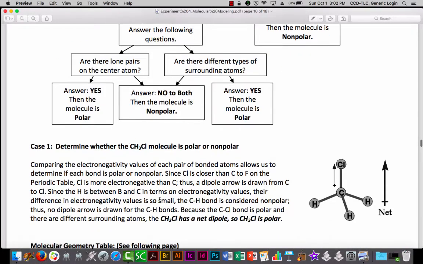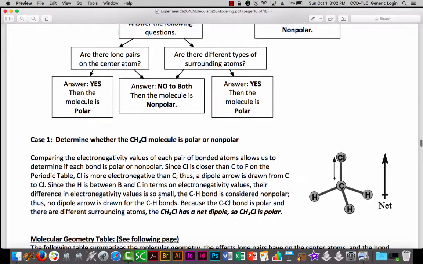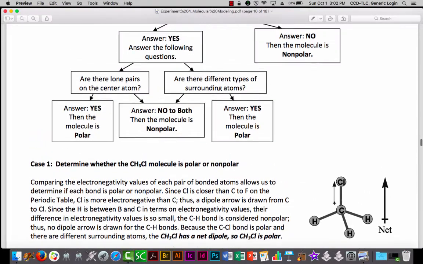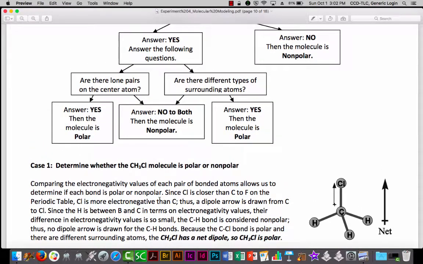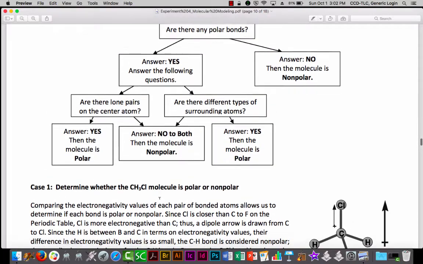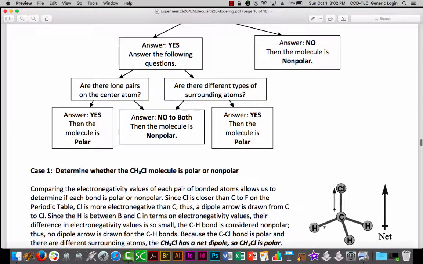So let's look at CHCl3. Is this molecule polar or nonpolar? Well, first, are there any polar bonds? Well, carbon and hydrogen, their electronegativity is really close, so it's considered to be nonpolar. But the difference between carbon and chlorine is quite a bit. So carbon and chlorine, that's a polar bond.